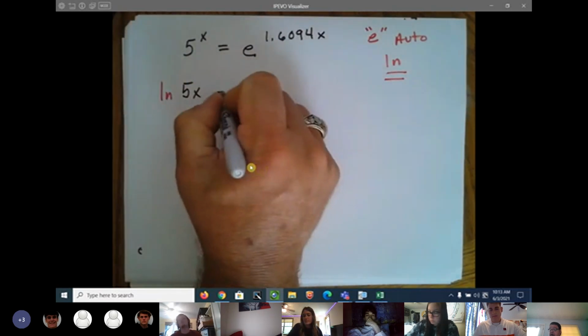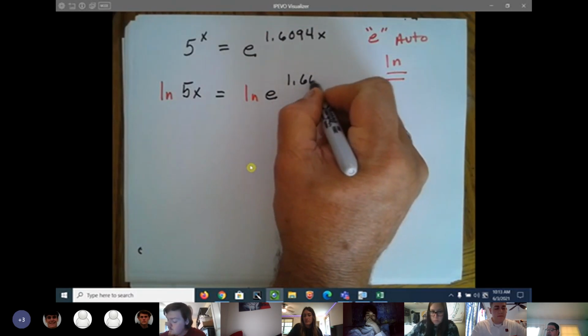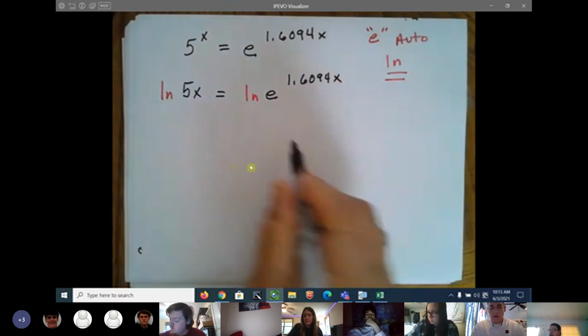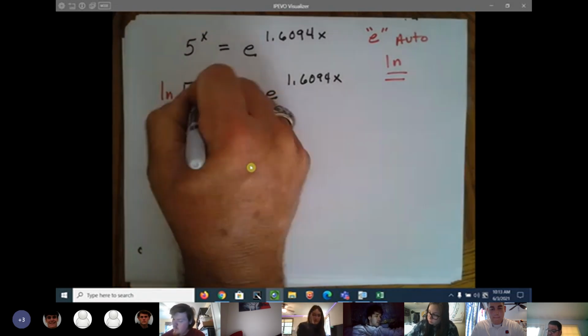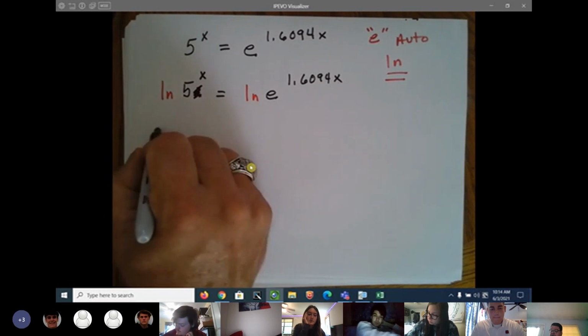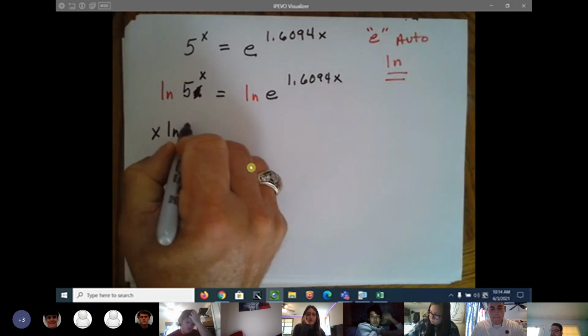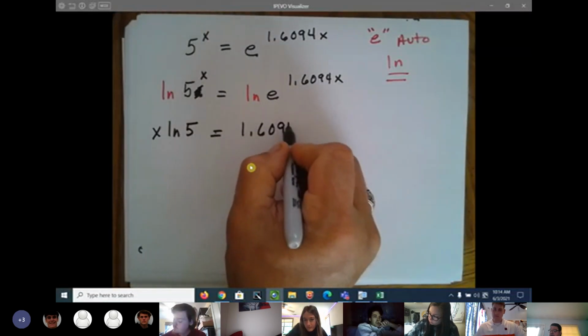Now I want y'all to finish it. Now y'all should be able to finish it now that you know that it's going to cancel that e out and that exponent is going to fall down. Oops, that's 5 to the x, sorry. And the power rule on the left. So now we get x natural log of 5 is equal to 1.6094x.